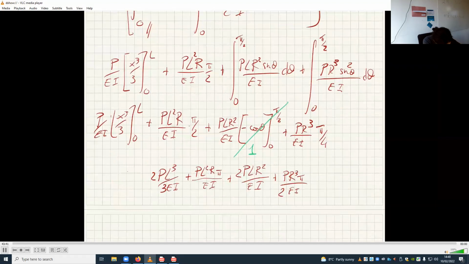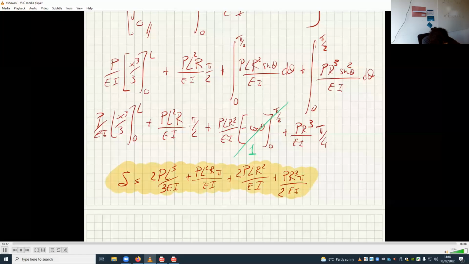And hopefully this is the correct answer. Let's check with the solution. But it looks correct, because EI is Newton meter squared. Divided by Newton divided by Newton meter squared, you get 1 over meter squared. Meter cubed over meter squared is meters. So this is meters, the same units. See, instead of L cubed, this is L squared R, this is L R squared, and these are cubed. See how they line up nicely? They are all meters.